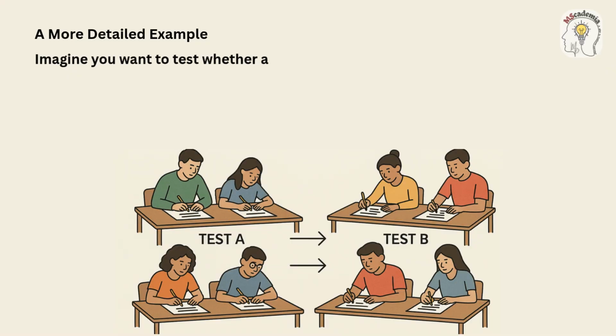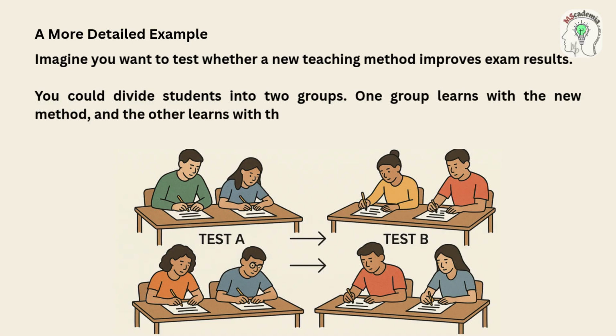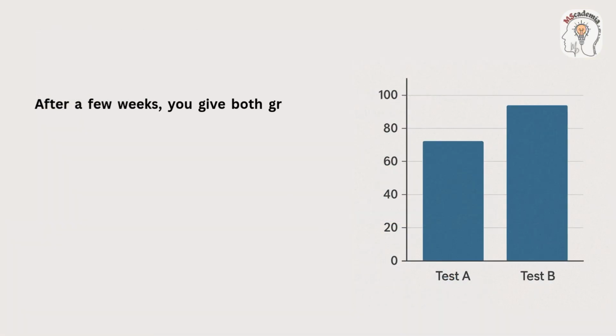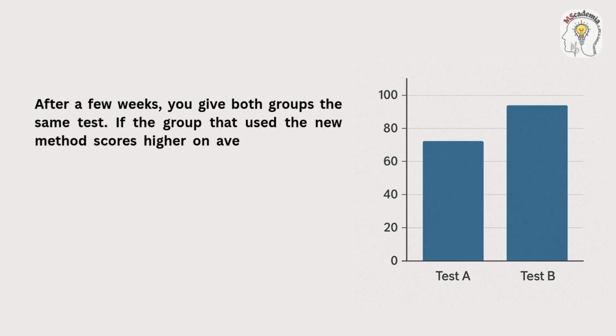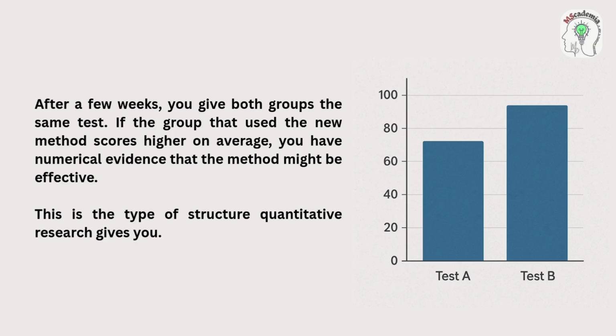Imagine you want to test whether a new teaching method improves exam results. You could divide students into two groups. One group learns with the new method, and the other learns with the regular method. After a few weeks, you give both groups the same test. If the group that used the new method scores higher on average, you have numerical evidence that the method might be effective. This is the type of structure quantitative research gives you.